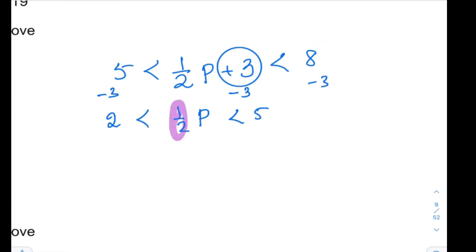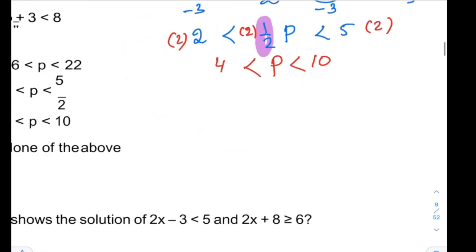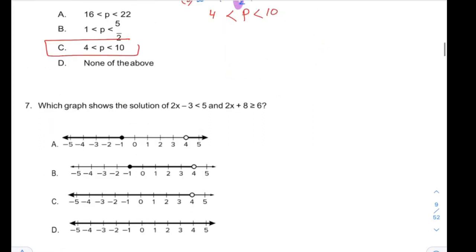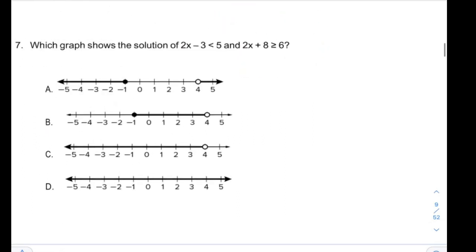Then we get rid of the half by multiplying by 2 over 1, which is 2. So we multiply by 2 everywhere. So it's 4 less than p less than 10. So this is the solution. You can divide the inequalities also into two inequalities and combine them, but this is easier. Which graph shows this solution?